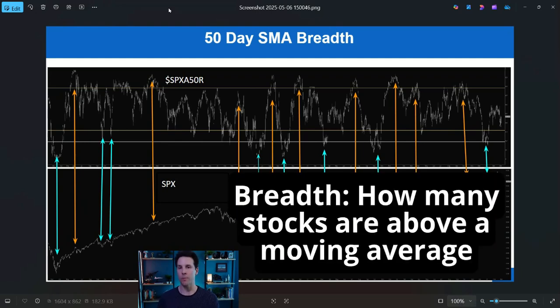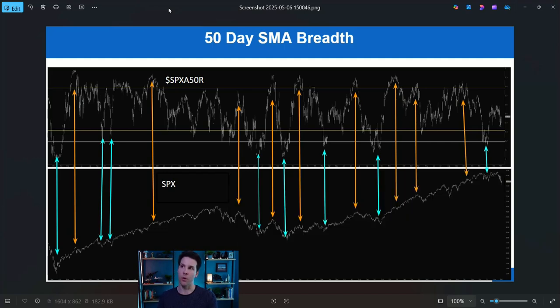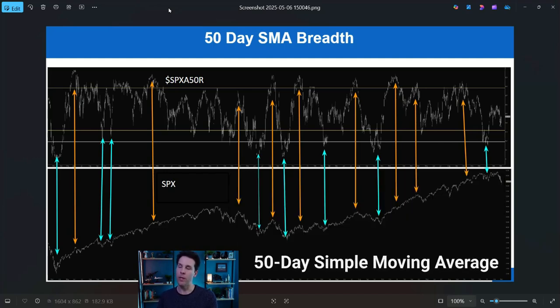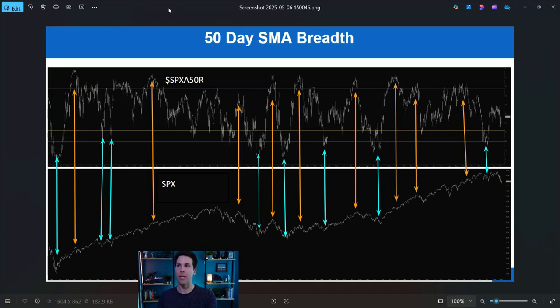And breadth is basically telling you how many stocks are above a certain moving average. So in this case, you have the 50-day SMA breadth. This is the number of stocks over the 50-day SMA. In this particular one, since the ticker symbol is a bit of a mouthful, I know, that is how many stocks are over the 50-day SMA in the SPX. There are other ones for small caps, mid caps, whatever, but this one gives you a pretty good idea of generally what's going on with the overall market.